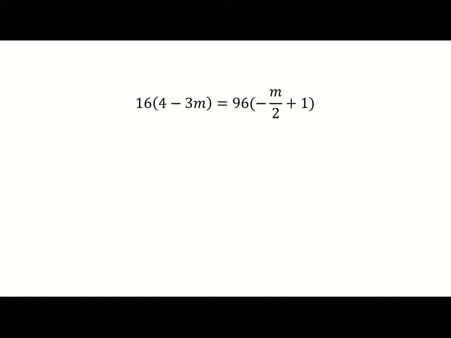It is now time for your second U-try. Please pause the video and attempt the problem 16 times the quantity 4 minus 3m equals 96 times the quantity -m over 2 plus 1. When you have finished solving, resume the video to check your answer.